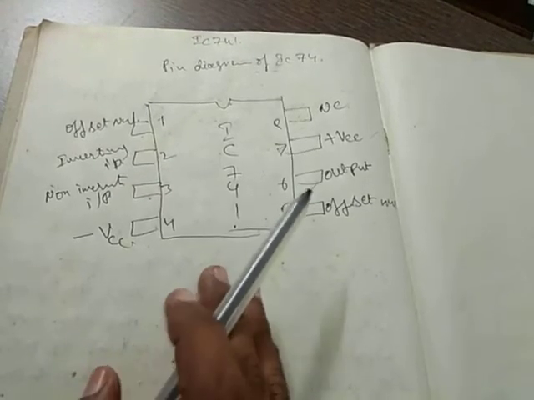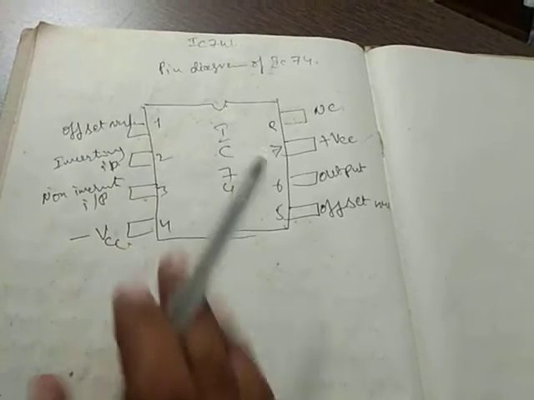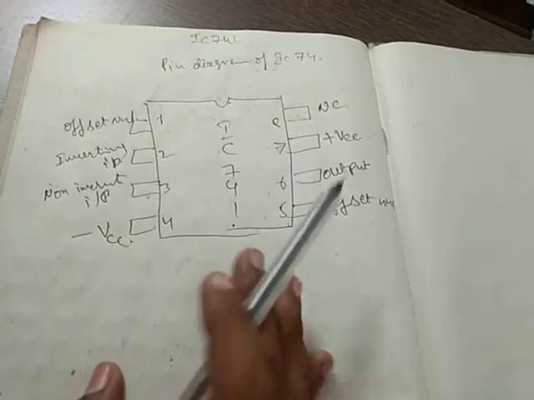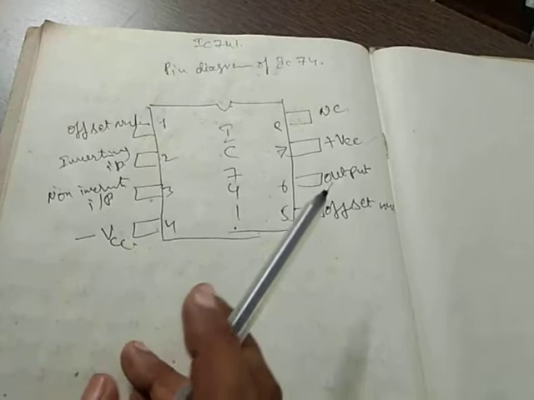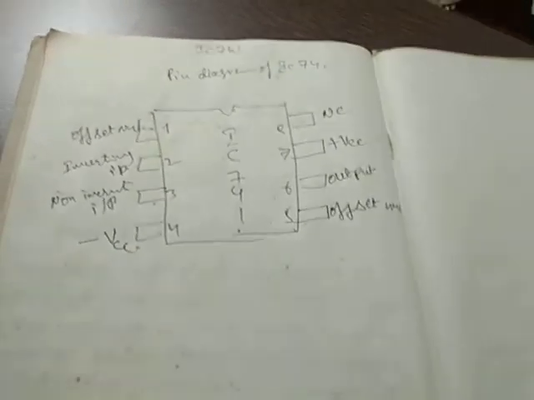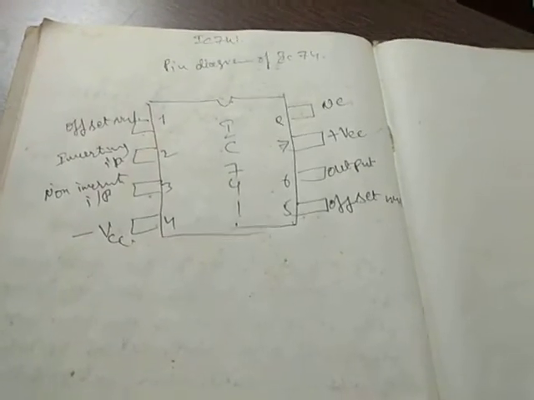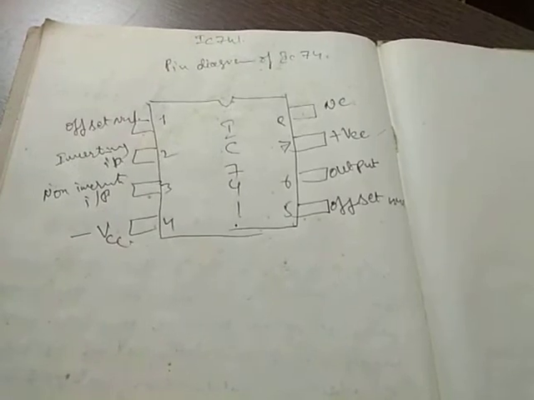Next, what are the applications? First one is AC and DC amplifiers. Second one, active filters. Third one, oscillators. Fourth one, comparators. Fifth one, regulators. Those are the applications of op amp.